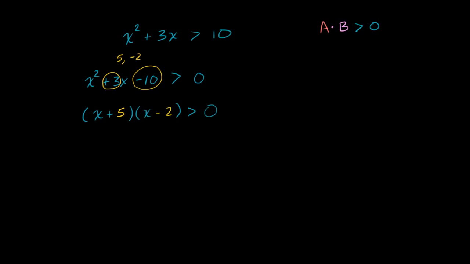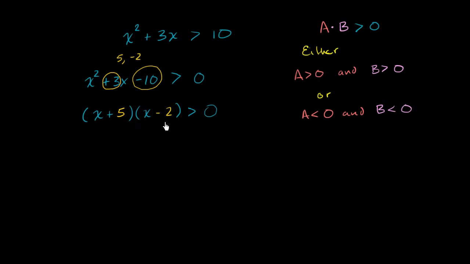So we know the same thing here. So let me write it down. So we know either a is greater than 0, and b is greater than 0. So either both of them are positive, or both of them are negative. Or a is less than 0, and b is less than 0.